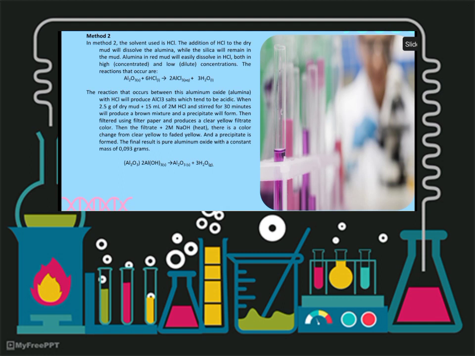When 2.5 grams of dry mud plus 50 ml of 2 molar HCl is stirred for 30 minutes, it will produce a brown mixture and a precipitate will form. Then filter using filter paper and produce a clear yellow filtrate. Then the filtrate plus 2 molar NaOH and heat. There is a color change from clear yellow to bright yellow, and a precipitate is formed. The final result is pure aluminum oxide with a constant mass of 0.093 grams. 2Al(OH)3 yields Al2O3 plus 3H2O.